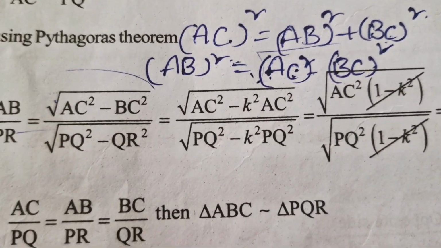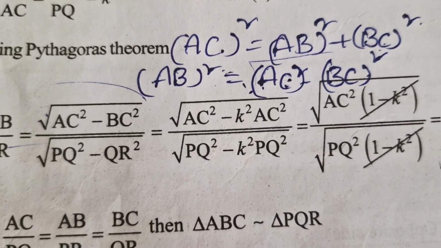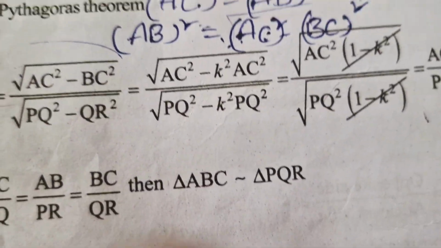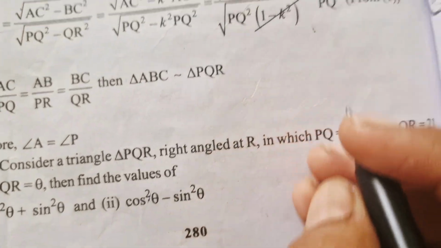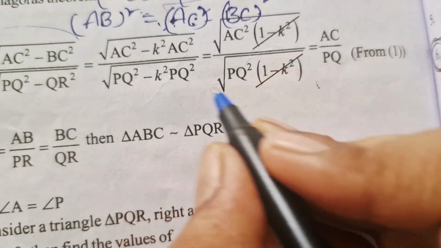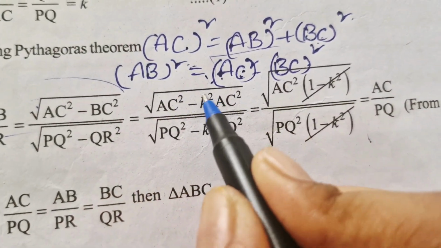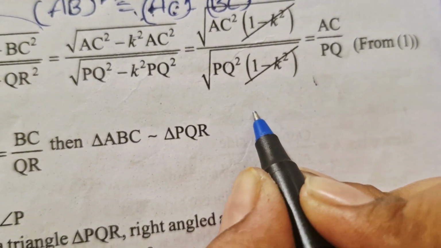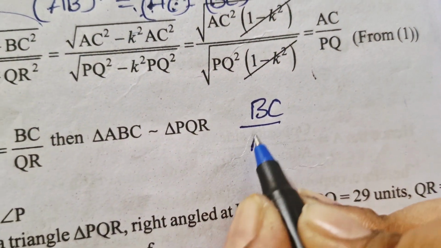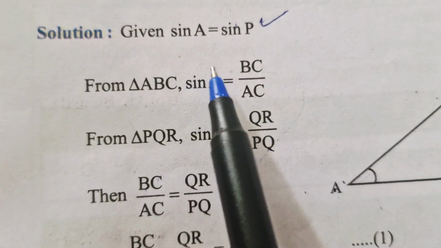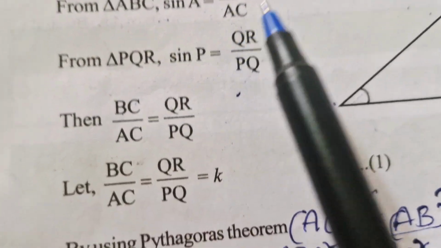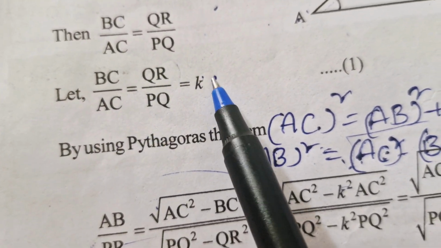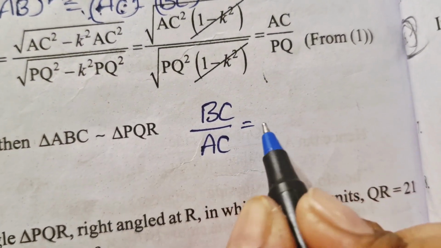Next step, we have assumed that... let me be clear here. How did we get this K square? In the earlier case, sin A is equal to BC by AC. We have assumed that this is equal to K, and also this is equal to K. So let us equate this to K.